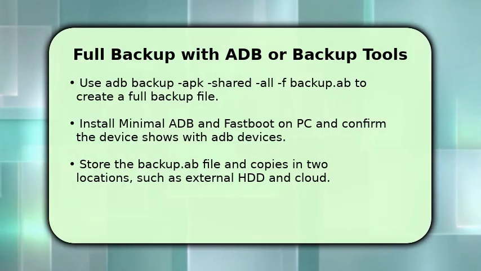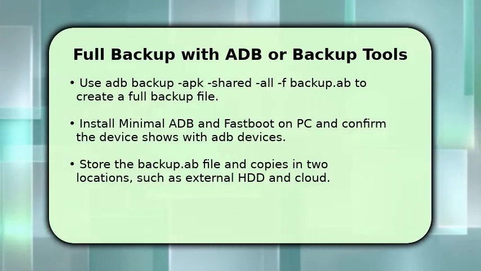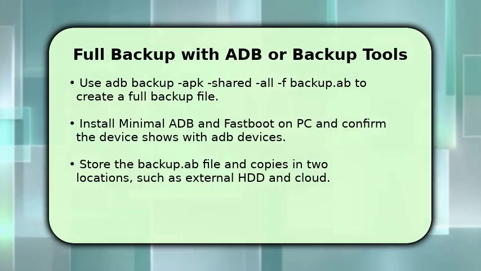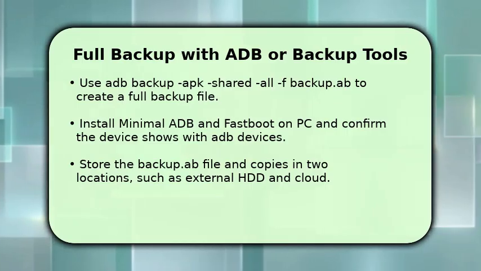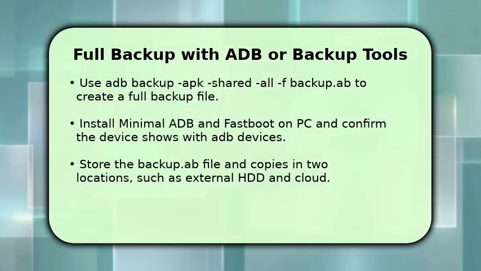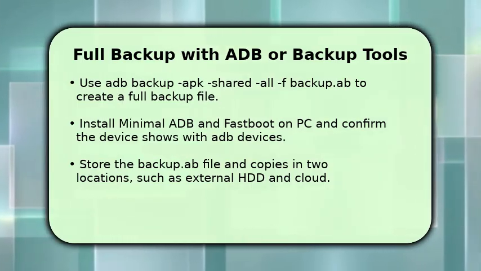Run adb backup -apk -shared -all -f backup.ab to create a single backup .ab file containing apps and shared storage. Follow on-screen prompts on the phone to allow the backup and optionally set a password.